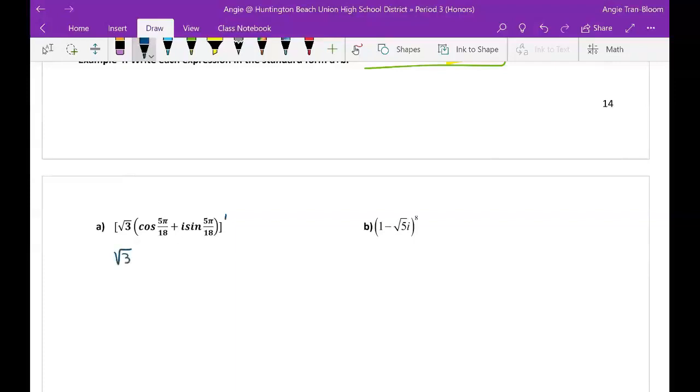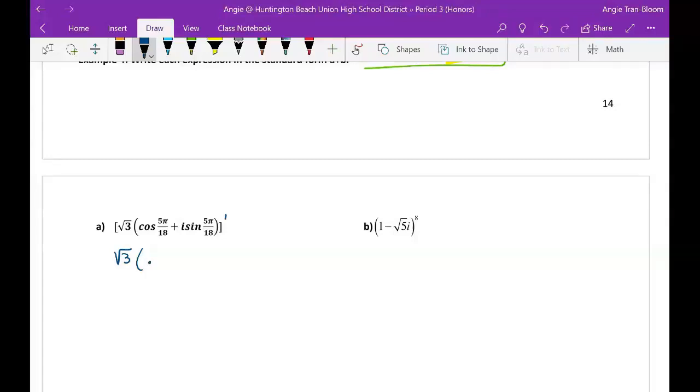Radical 3 to the power of 1 is still the power of 1, no big deal. Cosine of 5 pi over 18 is not one you can do by hand or by memory, so I'm going to punch it in. Let me see if I'm in radians. I am in radians. Perfect.